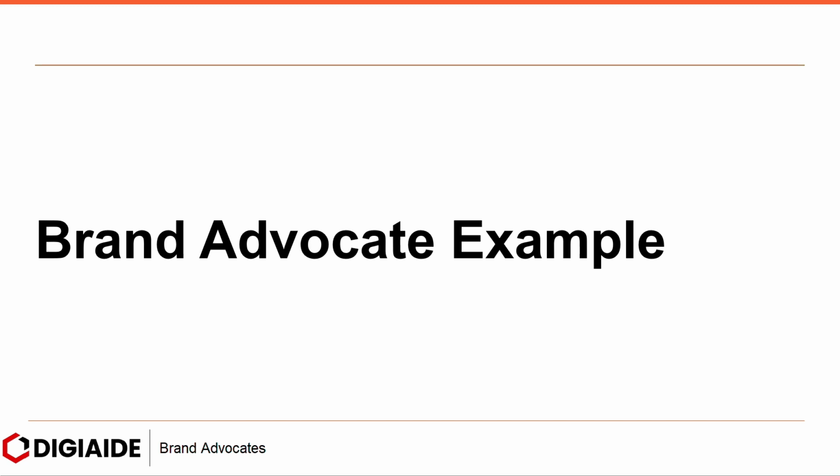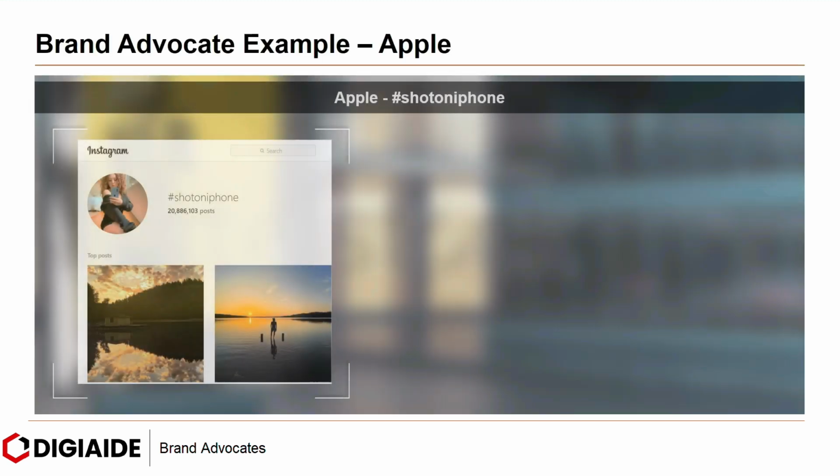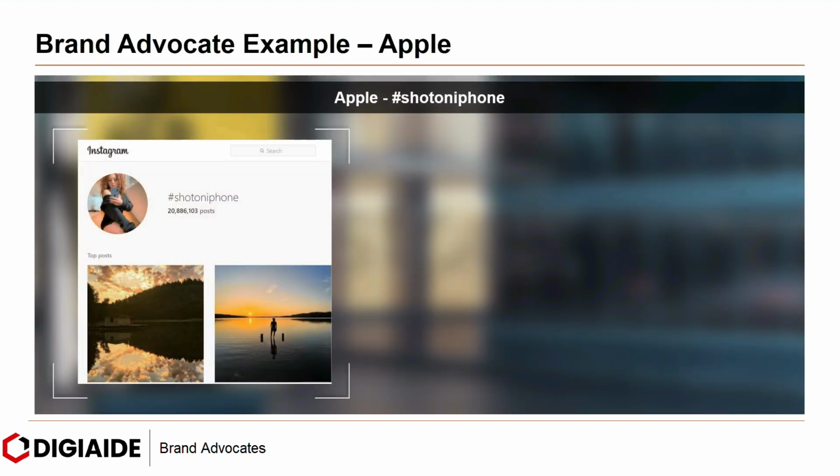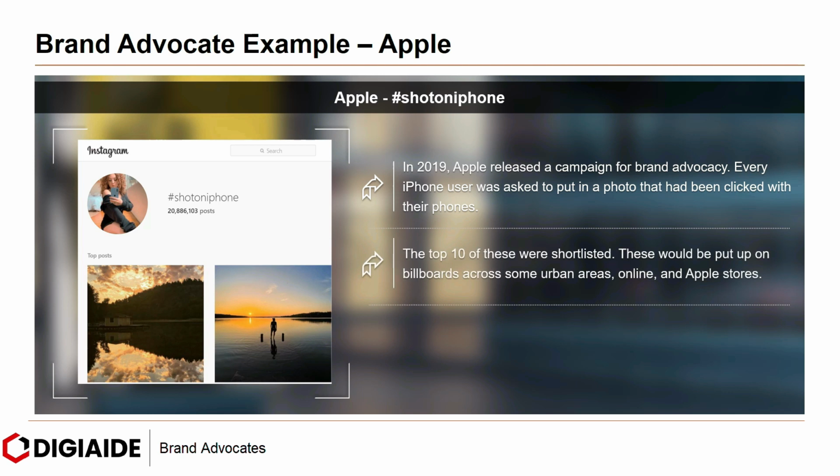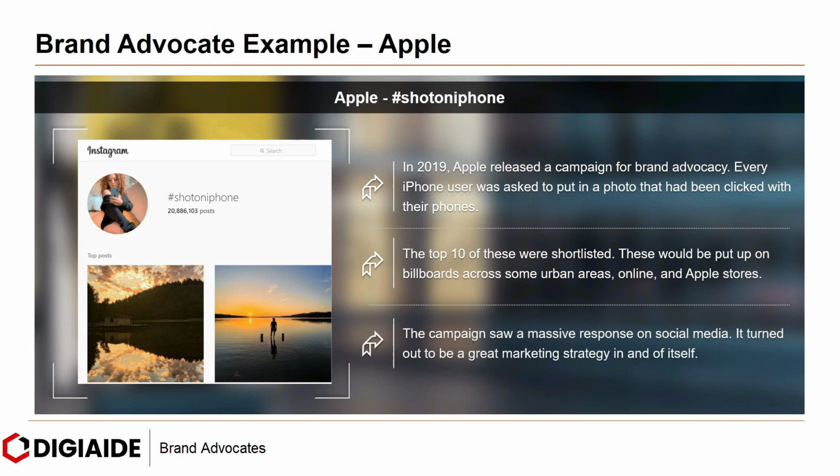And finally, moving on to brand advocate examples. Starting with the first one of Apple, its hashtag campaign, that is hashtag shot on iPhone. In 2019, Apple released a campaign for brand advocacy. Every iPhone user was asked to put in a photo that had been clicked with their phones. The top 10 of these were shortlisted. These were put up on billboards across some urban areas, online and in Apple stores. The campaign saw a massive response on social media. It turned out to be a great marketing strategy in and of itself. And today there are more than 20 million posts of hashtag shot on iPhone on Instagram.